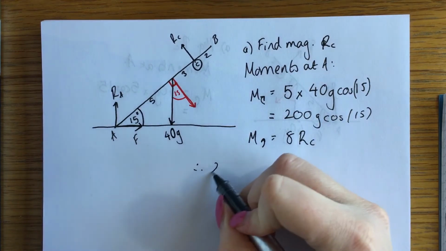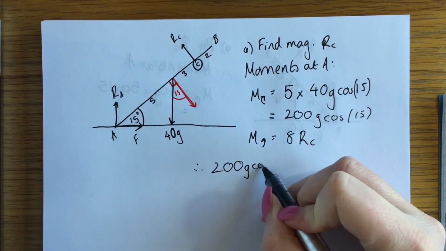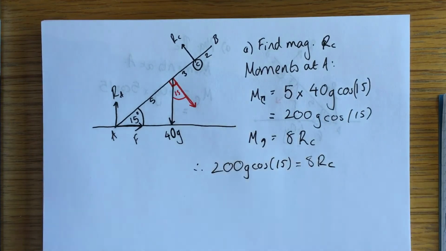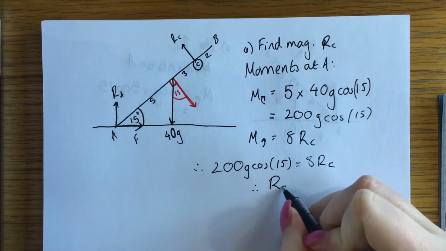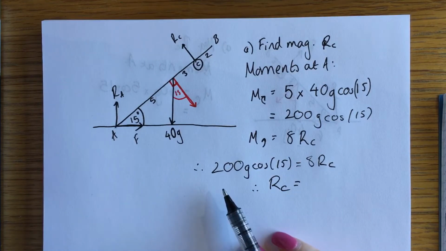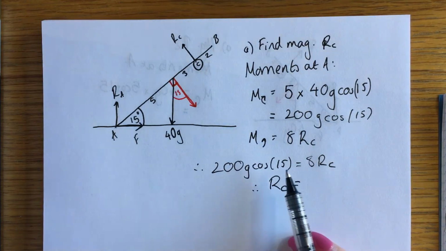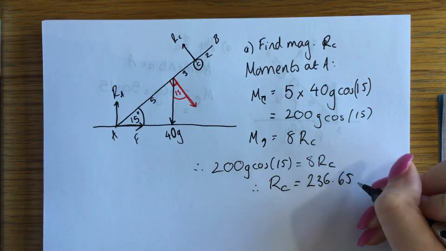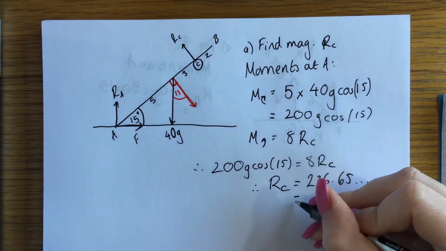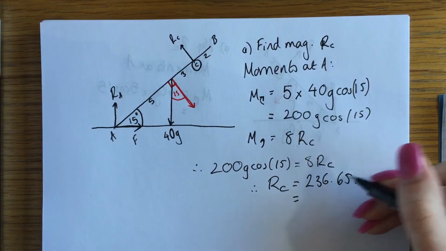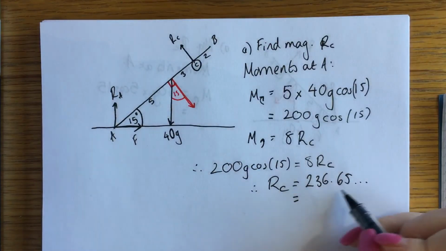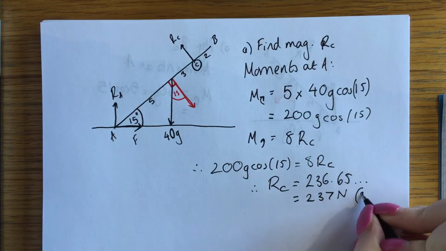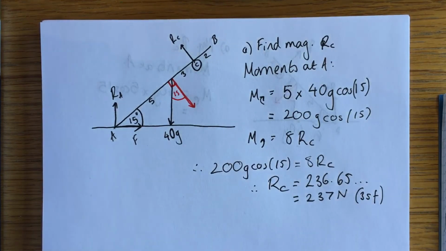So therefore, because it is limiting equilibrium, the moments in both directions must be equal because there is no movement. So therefore the normal reaction is 200g cos 15 divided by 8, which is 236.65 and so on. I'm likely to need to use this later because I have 2 unknowns, so I need a number of decimal places. But it is 237 newtons to 3 significant figures.